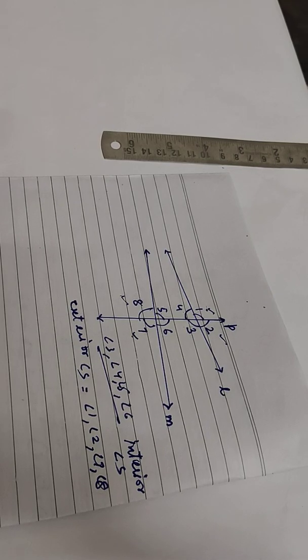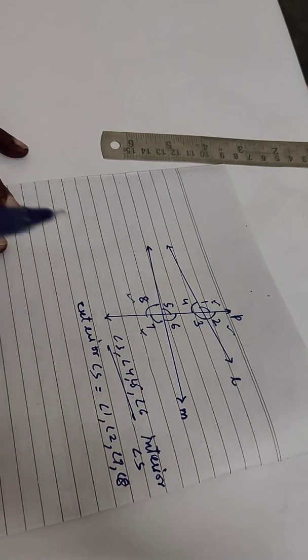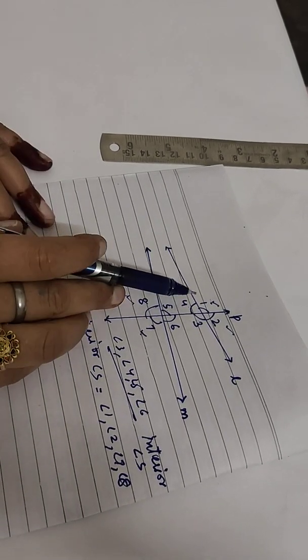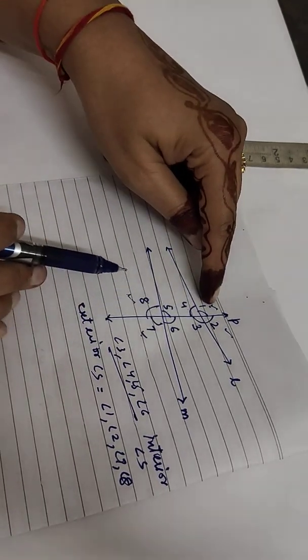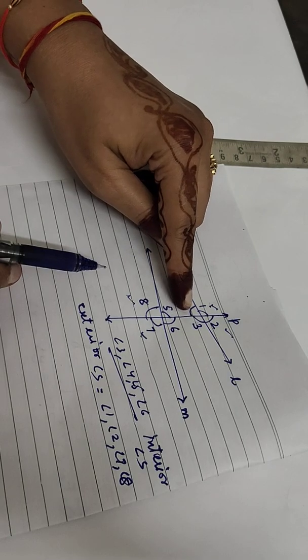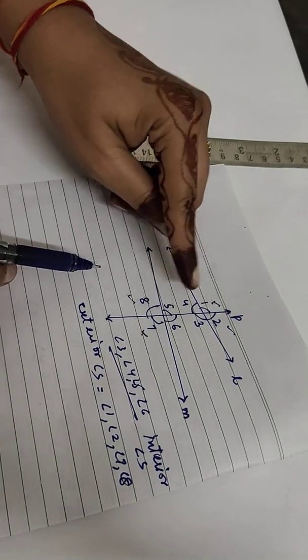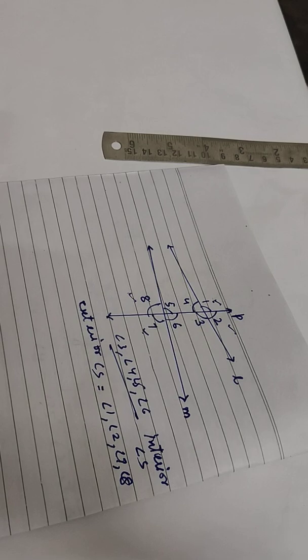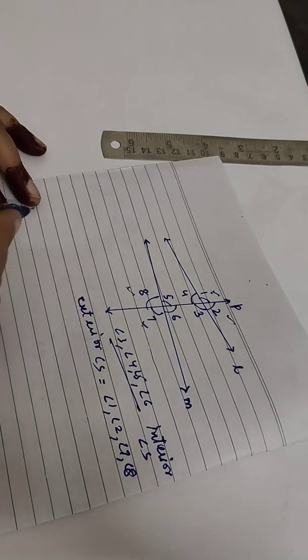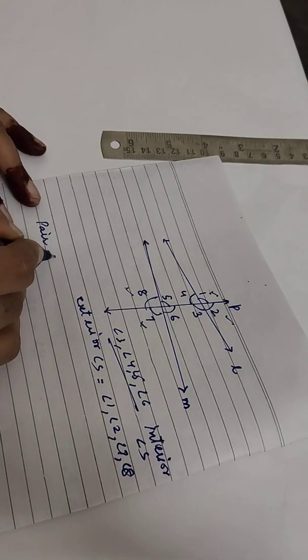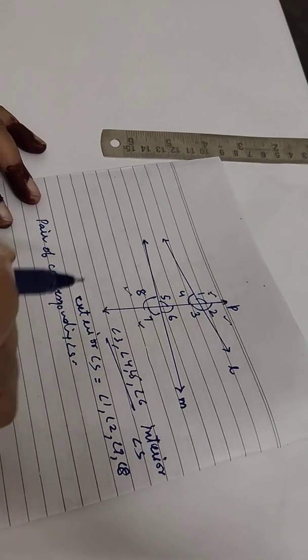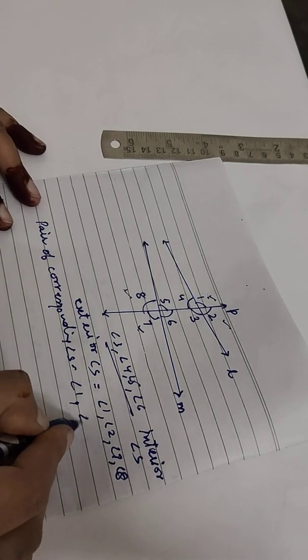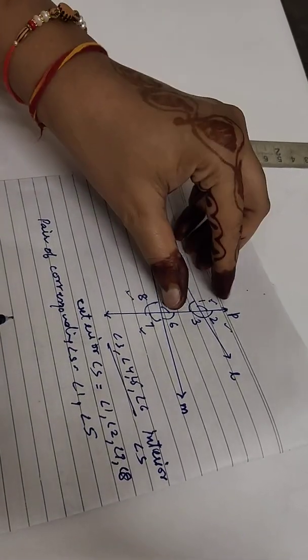Now one more important name I am going to tell you. Look at angle 1 and angle 5. One is towards the exterior, then we leave this angle, and then angle 5. Angle 1 and angle 5 are known as a pair of corresponding angles.